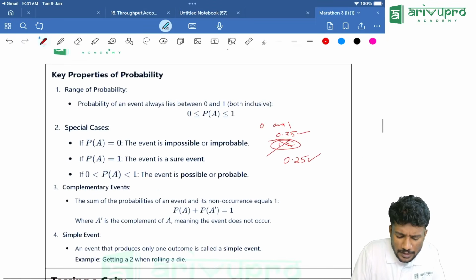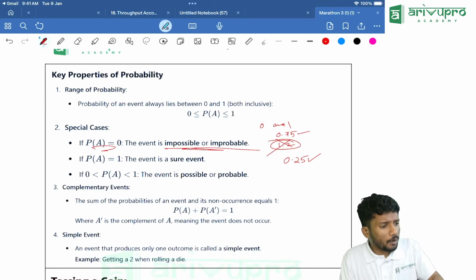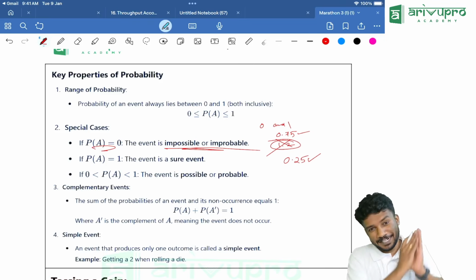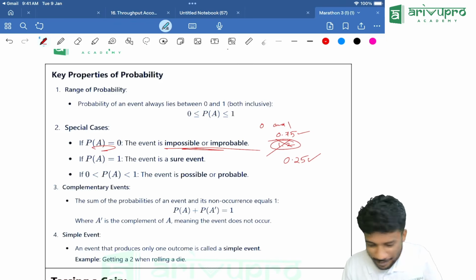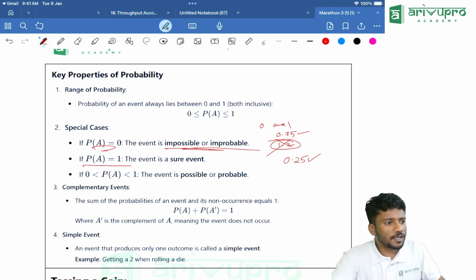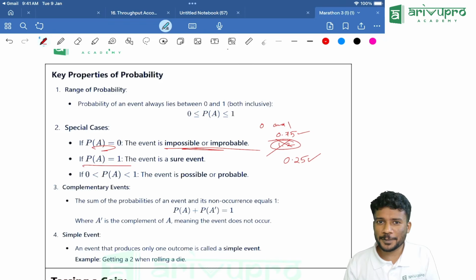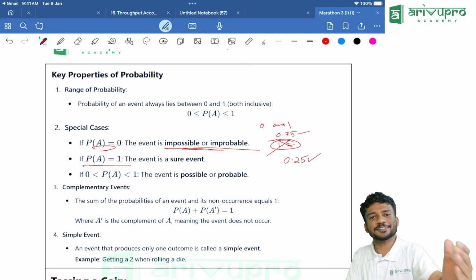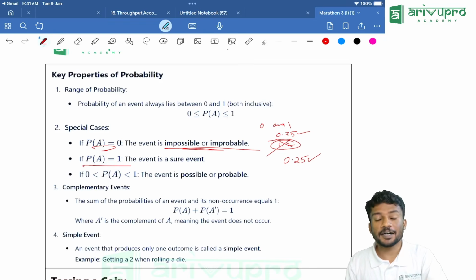When probability is equal to 0, we call it impossible or improbable. That means it is not going to happen. Bangalore without traffic. During Corona time it was there, but other than that, it is not at all possible. Now, P of A equal to 1 is a sure event. The class will start at 9 o'clock is a sure event. I told that tomorrow class will start at 8 o'clock. No matter what, it will start at 8 o'clock. But in Chennai it happened that because of some construction work, the class started at 9 o'clock.